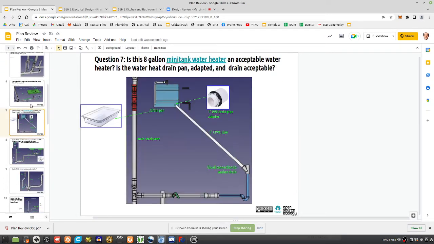So moving on to question number 7. We have an 8-gallon mini tank water heater. Do you see any issues with that? It's a bomb. Is it gas or electric? It's electric.